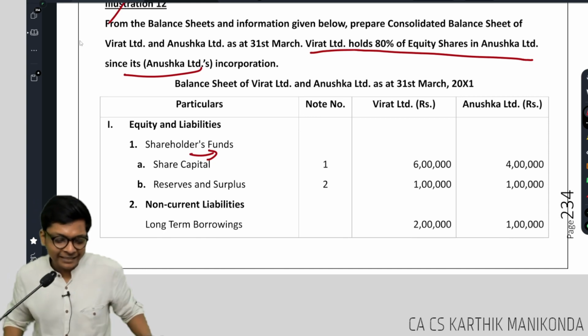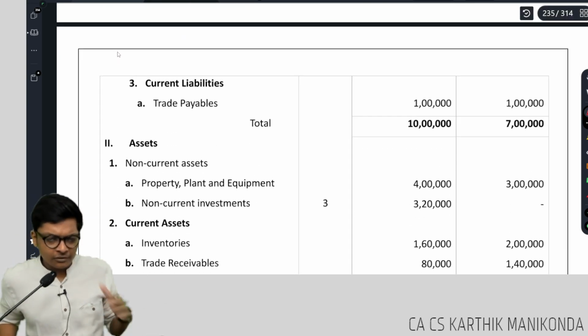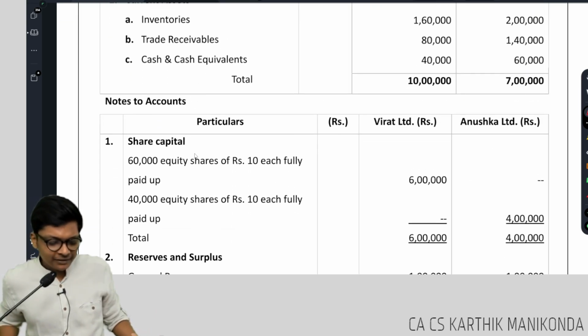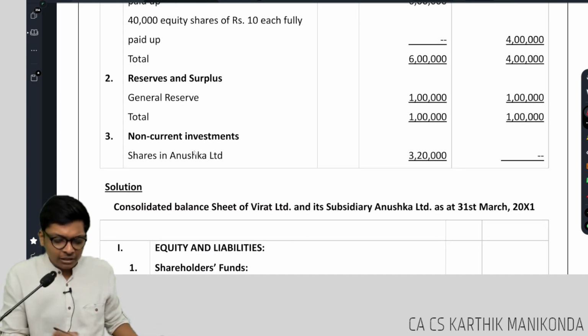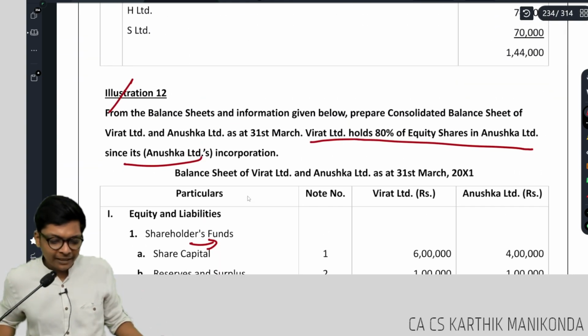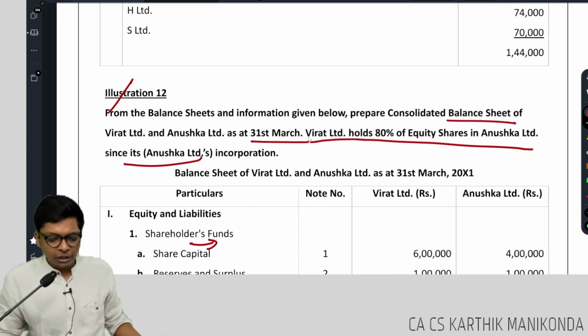Share capital 6 lakhs. Look at the values. Fairly known. Here also fairly known. They have given some notes to accounts. All the values are given. Nothing great. You pause, read the question. Consolidate. Oh, the solution is there down. Okay. You have to prepare the consolidated balance sheet as of 31st March 2021.